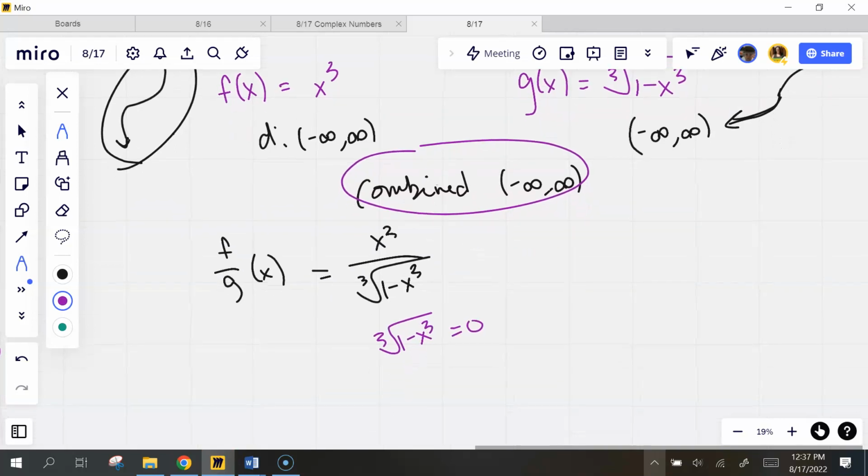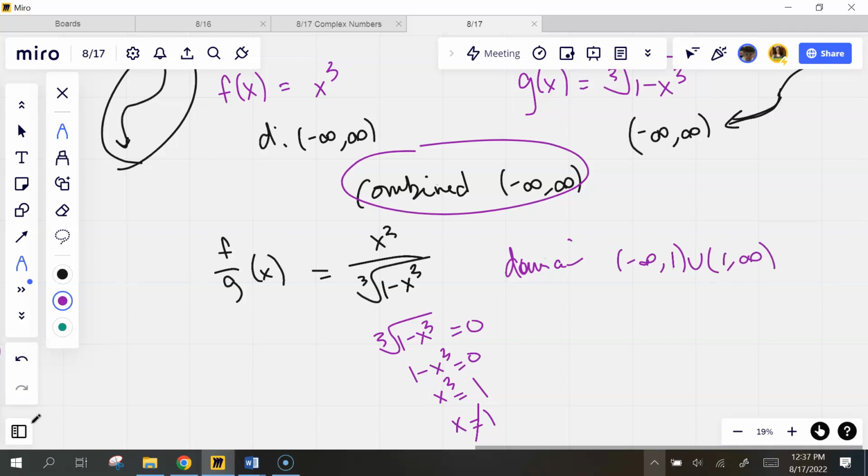So solve it. Cube both sides. Add x cubed. What does x equal? 1. But really, that's not what x equals. That's what I don't want x to equal, right? So I need to leave that out of the domain. So what is my domain going to look like if I started with negative infinity to infinity and I left out 1? That's exactly right.